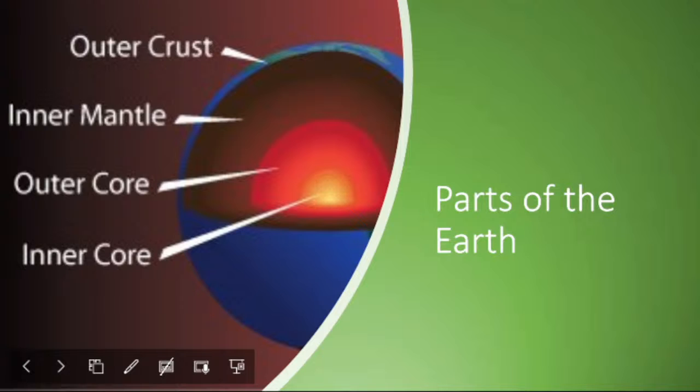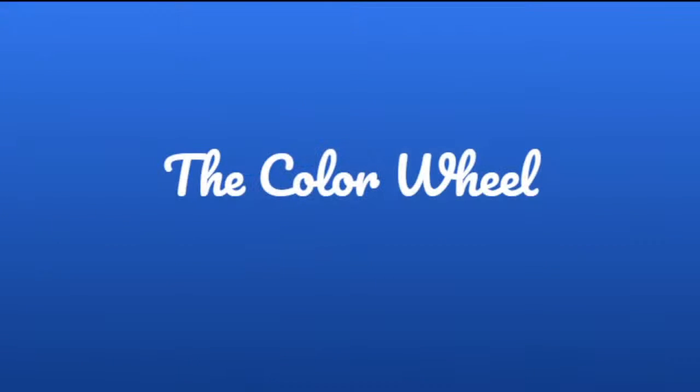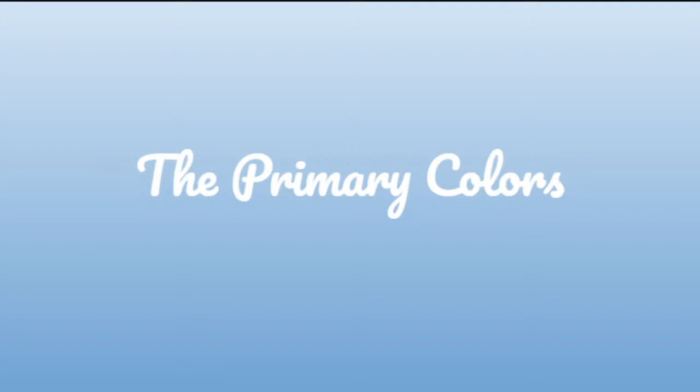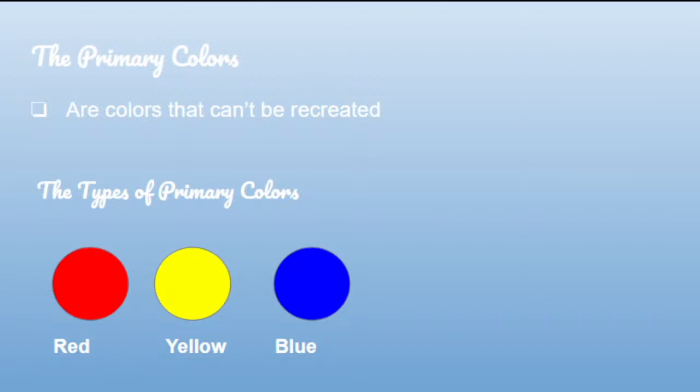Now, our fifth lesson is the color wheel. The color wheel is a circular shape that is evenly divided and shows the relationship between colors. First off, the primary colors. Now, the primary colors are colors that can't be recreated. The types of primary colors are red, yellow, and blue.